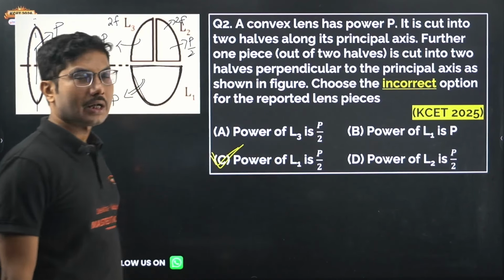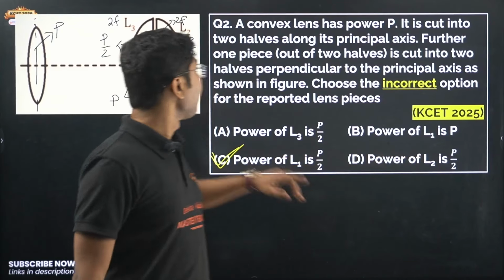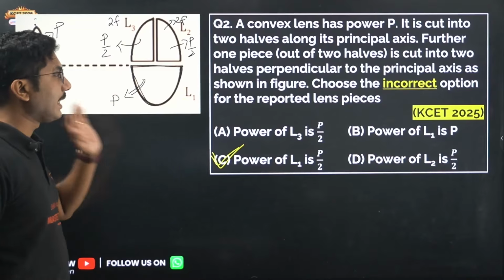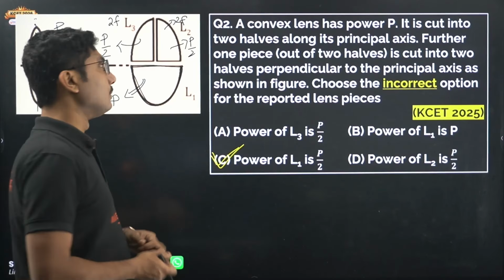This should be our correct answer. Power of L1 is P. Power of L2 is P by 2, correct statement. Okay, so be careful when you are choosing. Correct, incorrect questions can sometimes be tricky.